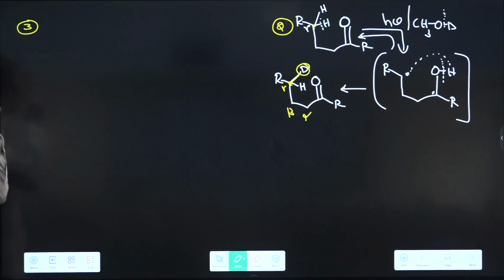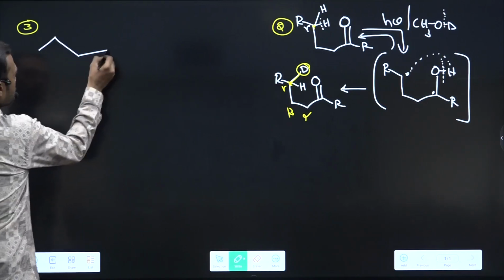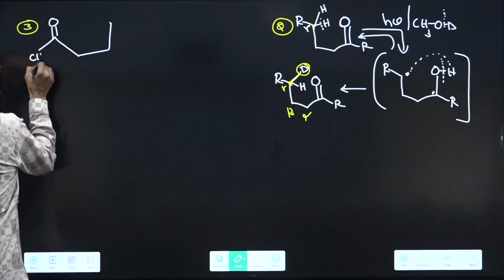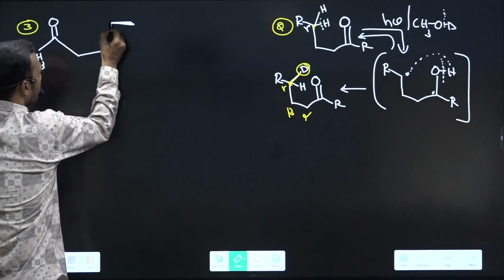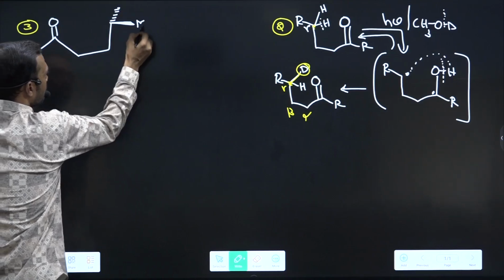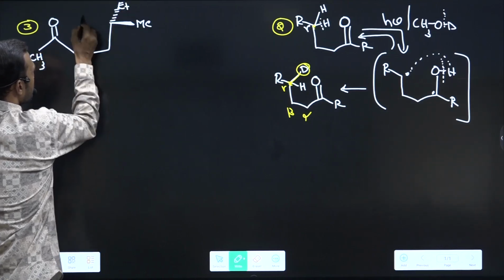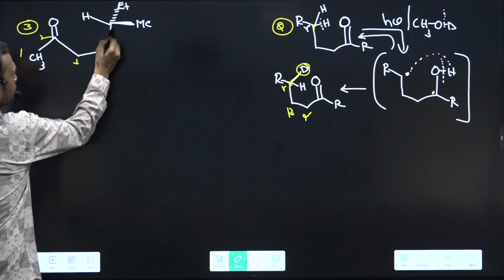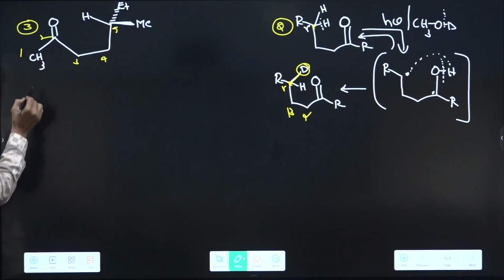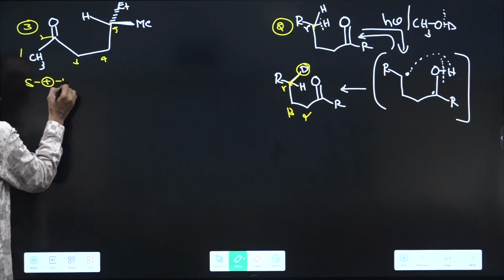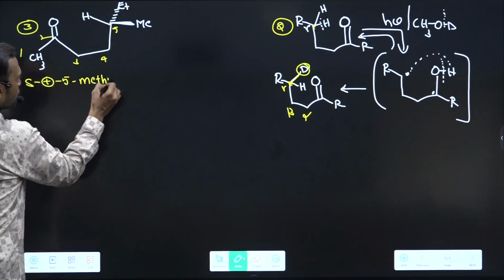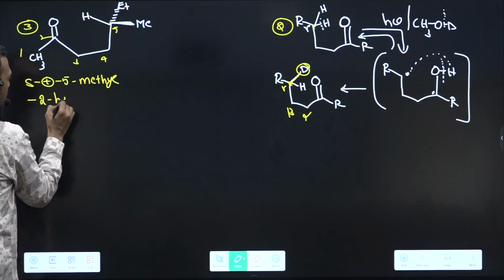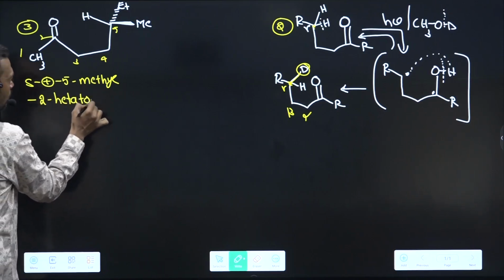Third one. So this is one more evidence. This is the carbonyl group. Here I am writing a thick line, and here a dotted line. This is methyl, this is ethyl, and this is the normal hydrogen over here. So here 1, 2, 3, 4, 5, 6, 7. Total 7 carbons are there. So I can write 5-methyl, the fifth carbon having methyl, and the second carbon having the ketone. So I can say heptanone.